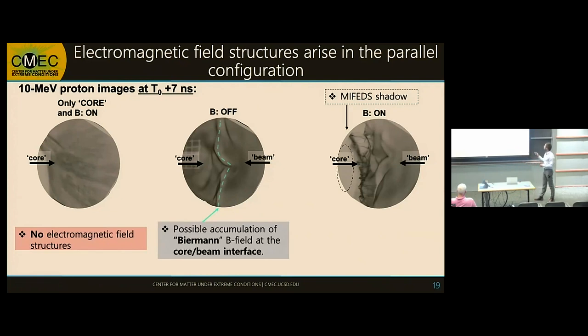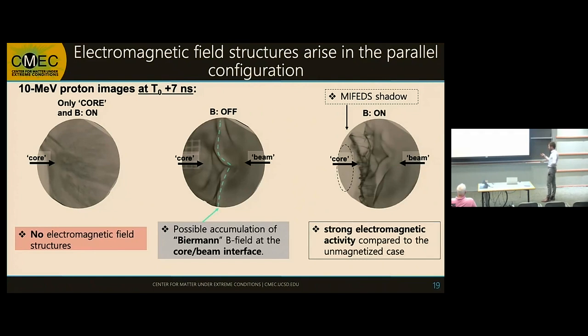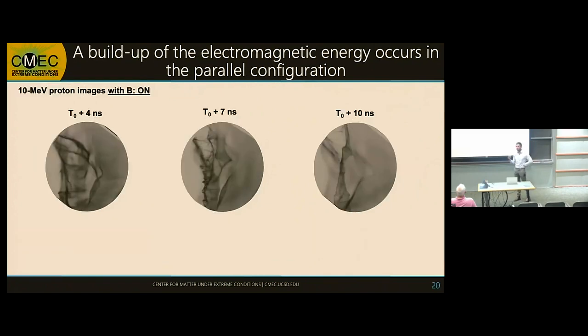But at the moment we turn on the MIFEDS, the magnetic field, we have all this high fluctuation in these images. We've got a strong electromagnetic activity compared to the unmagnetized case. So the idea then was to see how this fluctuation evolved in time. We look at earlier times, the one on the left, and later, 10 nanoseconds later, the one on the right.